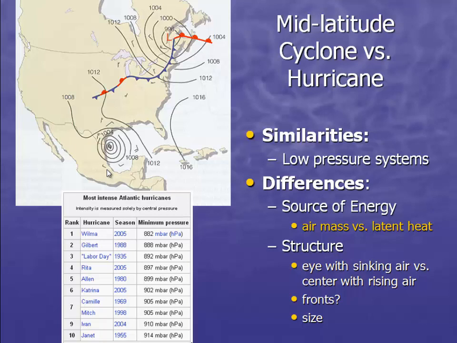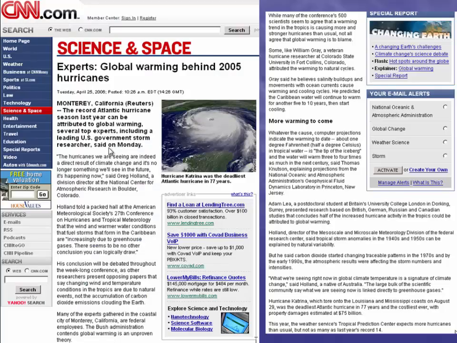Hurricanes feed off of heat engines, latent heat release due to condensation. Mid-latitude cyclones have fronts. They feed off of the different air masses. Right? We have fronts with mid-latitude cyclones, no fronts with hurricanes. Mid-latitude cyclones are much larger, hurricanes much smaller. Mid-latitude cyclones have air spiraling in and rising, so we have a cloudy center. We have air descending in the center of the hurricane, in the eye. So we have lots of differences between mid-latitude cyclones and hurricanes. And remember that mid-latitude cyclones form in the mid-latitudes, whereas hurricanes form in the tropical regions.